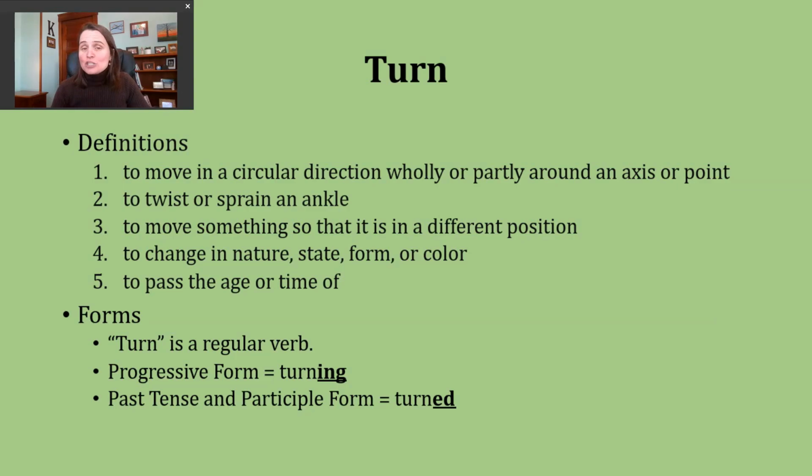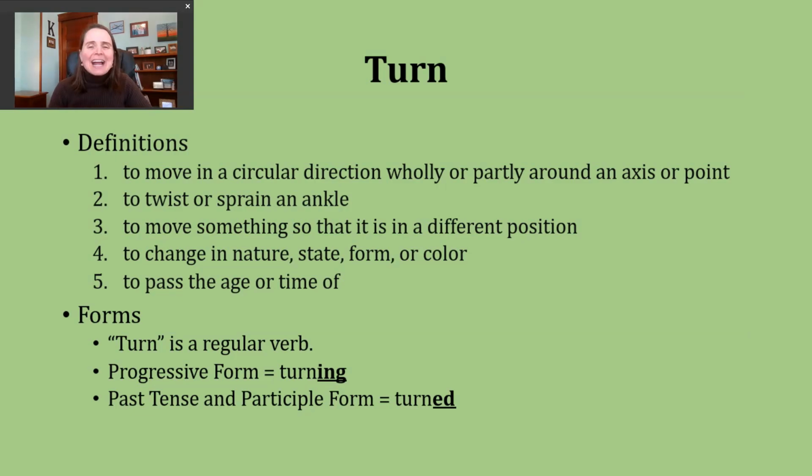Now, a second way to use the verb turn could mean to twist or sprain an ankle. And it's just that part of one's body. So we don't use it with wrists or knees or other similar joints, only one's ankle.